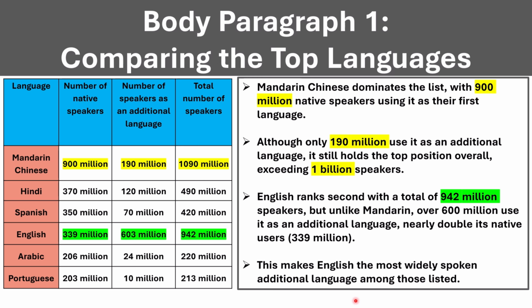Finally, we wrap up with a clear superlative. This makes English the most widely spoken additional language among those listed. This shows a clear analysis and good use of grammatical range.